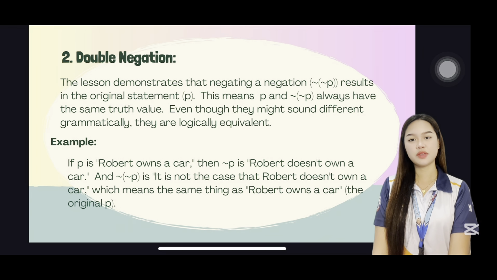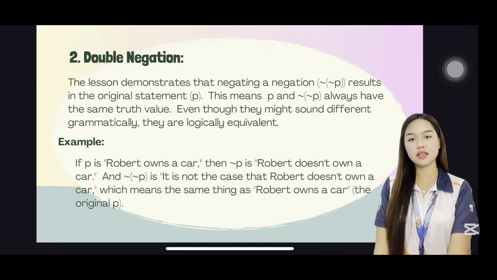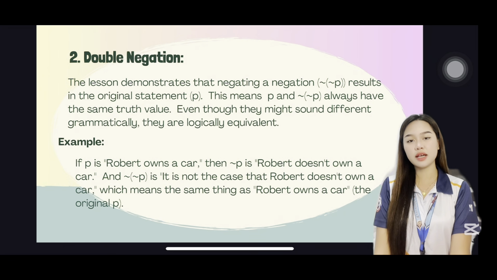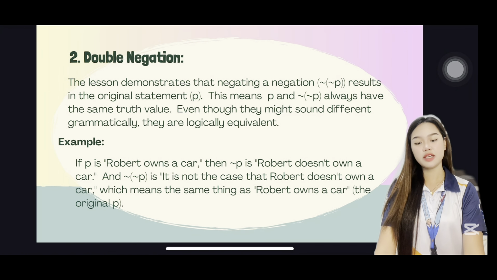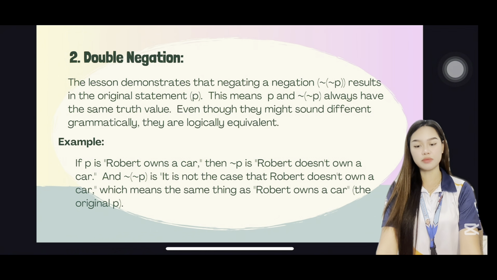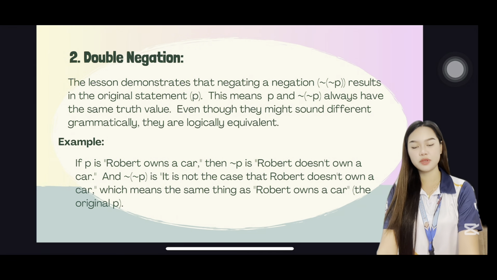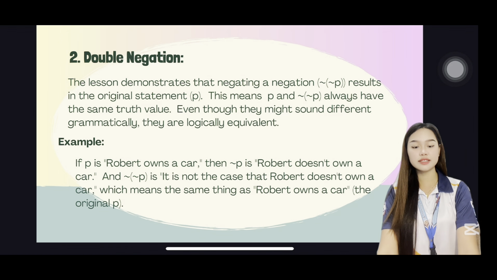Double negation. The lesson demonstrates that negating a negation results in the original statement P. This means P and the negation of the negation of P always have the same truth value. Even though they might sound different grammatically, they are logically equivalent. So double negation means saying not not something. The idea is that if you negate a statement twice, you end up back where you started, with the original statement's meaning.